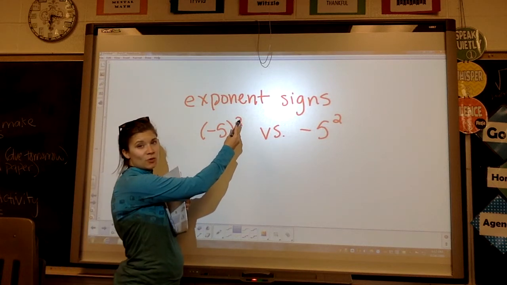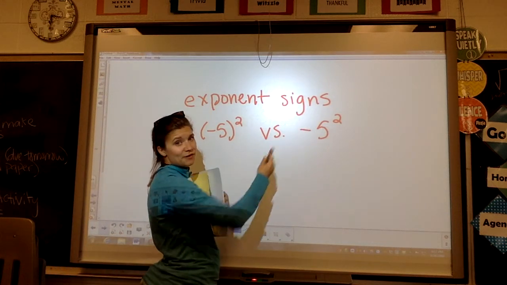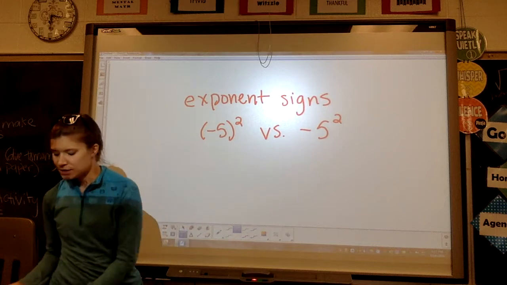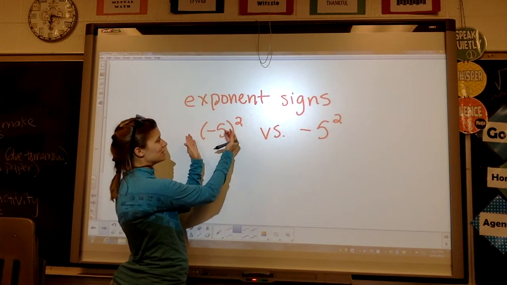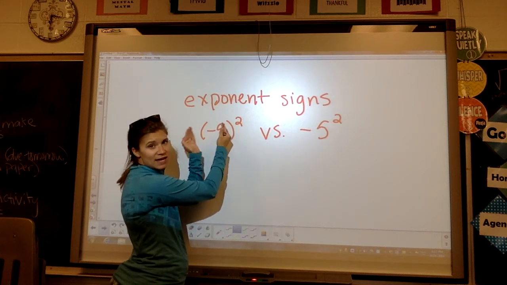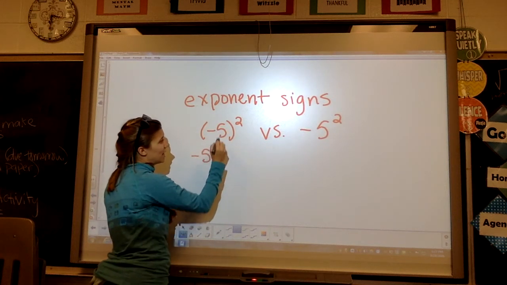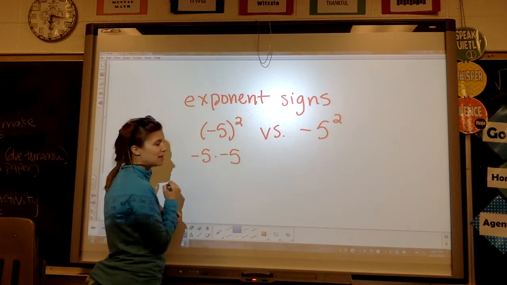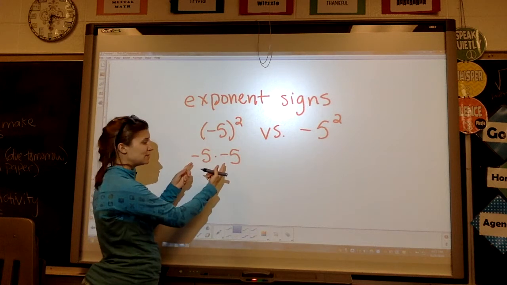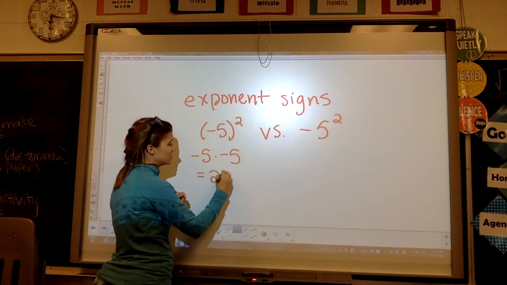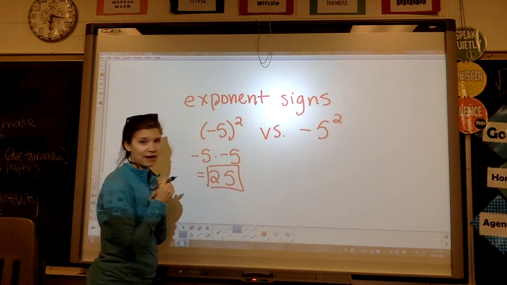-5 in parentheses squared is different than just a -5 squared, all right? So if we have a number in parentheses and it's being squared, you're going to take everything that's in parentheses and square it. So this means -5 times itself. -5 times -5. Well, negative times negative is positive. So this is positive 25.